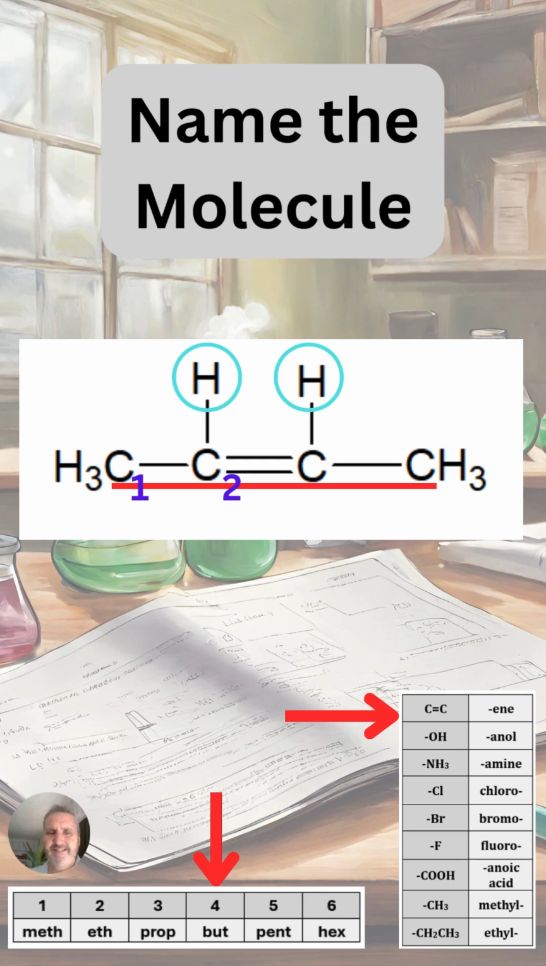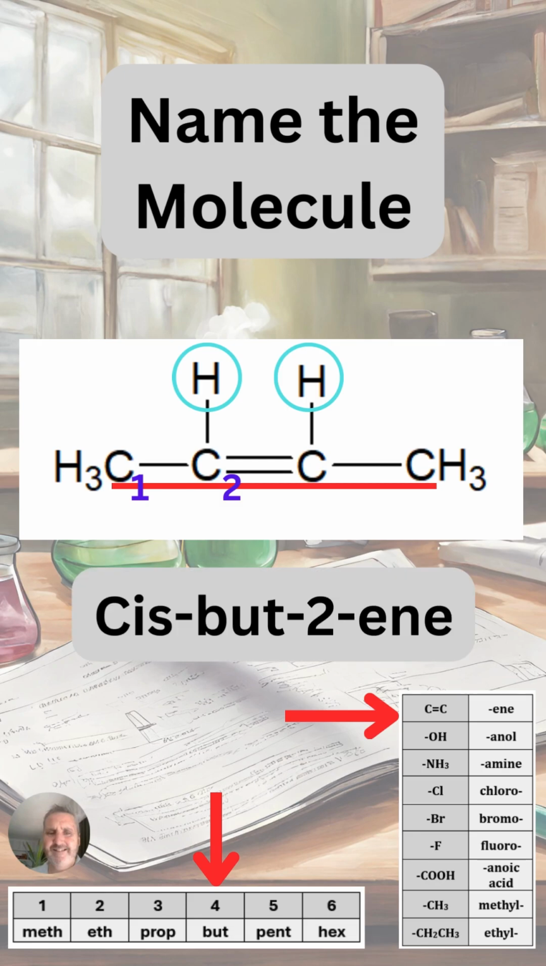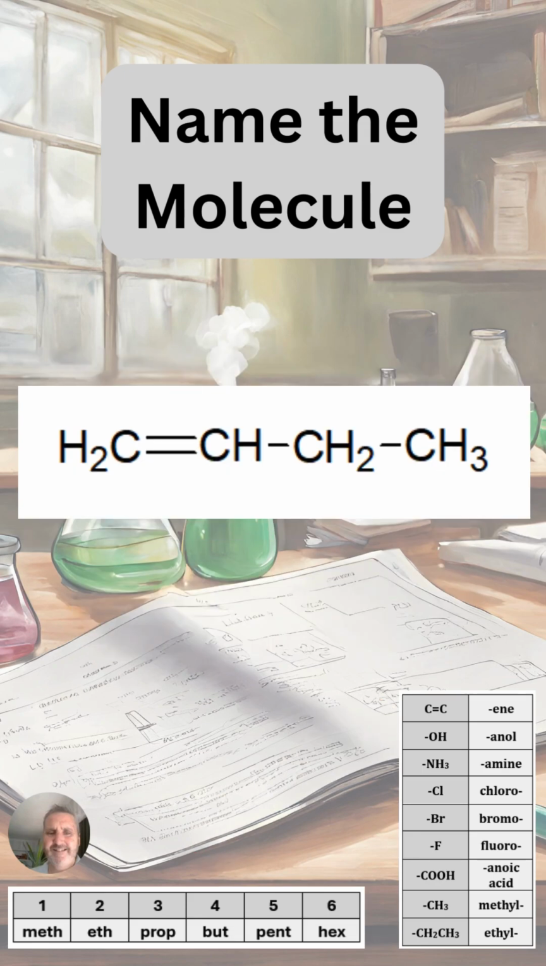In this case, both hydrogens are on the top, or they could be both on the bottom. This is a cis isomer. And we can see the double bond starts from the second carbon. So this is called cis-but-2-ene.